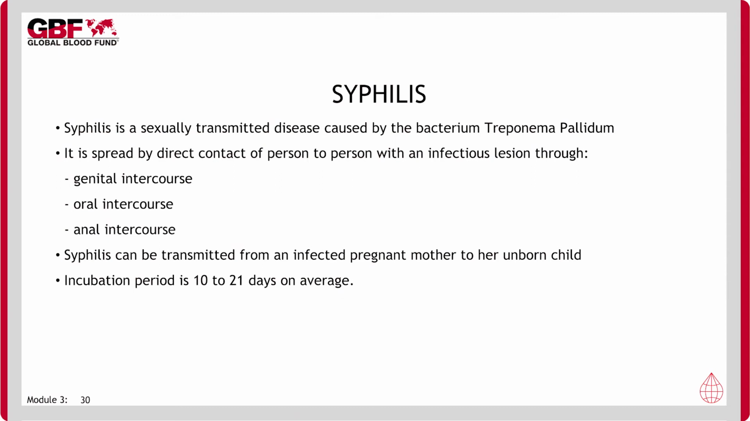Syphilis is a sexually transmitted disease caused by bacteria or germs known as Treponema pallidum. It is spread by direct contact with a syphilis sore during vaginal, anal, or oral sex. The sores can develop on or around the penis, vagina, or anus, or in the rectum, on the lips, or in the mouth. Syphilis can also spread from an infected mother to her unborn baby. The incubation period for syphilis is 10 to 21 days on average.